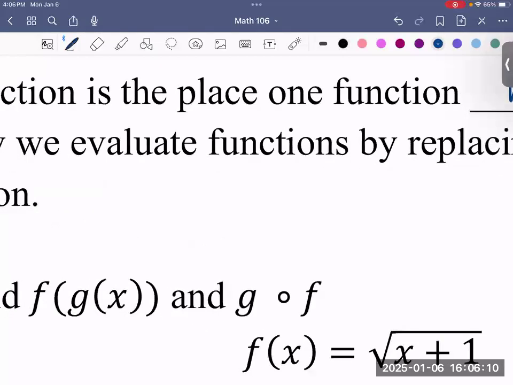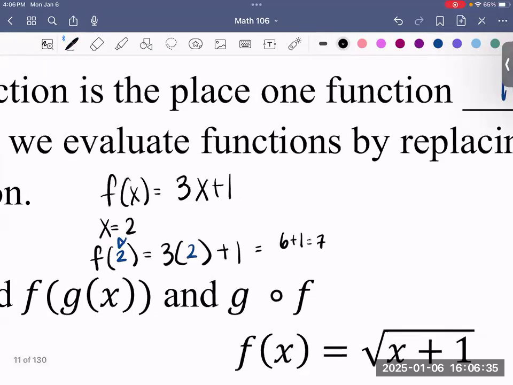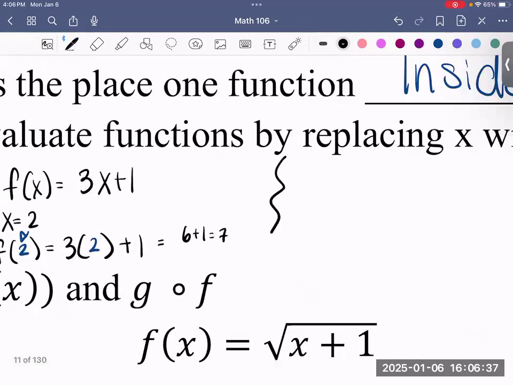Think about what we do if we said f of x is equal to 3x plus 1, right? And if we just said, okay, what happens if I replace x with a 2? All we're doing is leaving a gap where x used to be. We're saying, now it's going to become a 2. Well, this is now 6 plus 1, which is equal to 7.